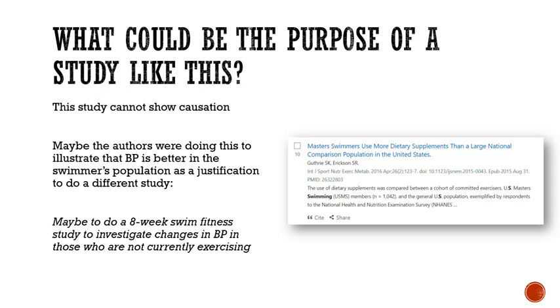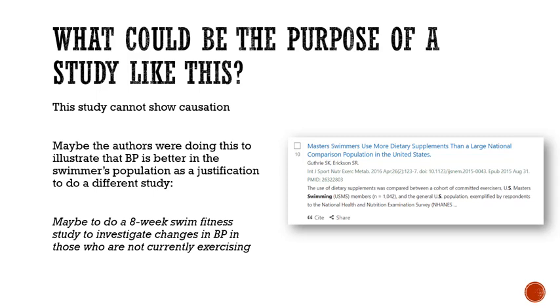So I tried looking up to see if Guthrie and Erickson had done any other work in this area, to see if they had explored the benefits of swimming on blood pressure. And I couldn't find anything. What I did find from them was another prevalence study. And so looking at master swimmers using more dietary supplements than individuals in a large national comparison population in the United States.